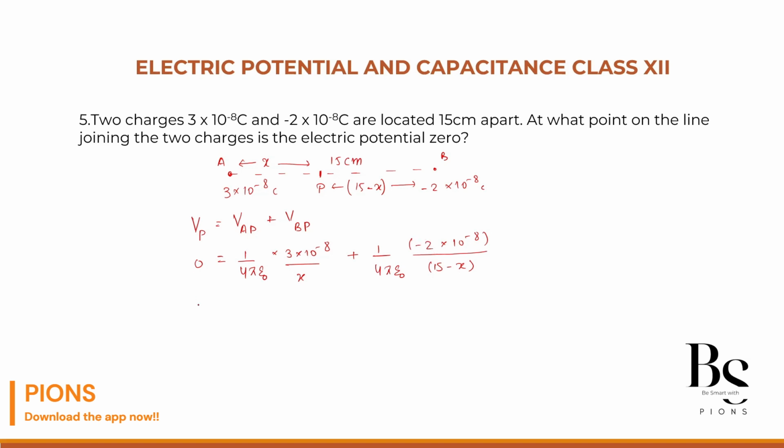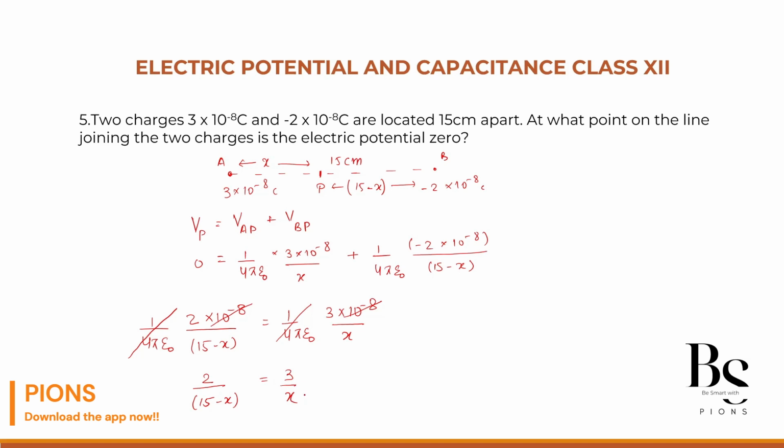Let's take this negative sign to the left hand side. So it becomes positive 2 into 10 to the power minus 8, whole divided by 15 minus x, and in front there is 1 by 4 pi epsilon naught. And this equals 1 by 4 pi epsilon naught, 3 into 10 to the power minus 8, whole divided by x. Let's cancel out 1 by 4 pi epsilon naught with 1 by 4 pi epsilon naught. Let's cancel 10 to the power minus 8 with 10 to the power minus 8. 2 upon 15 minus x will be equal to 3 upon x.